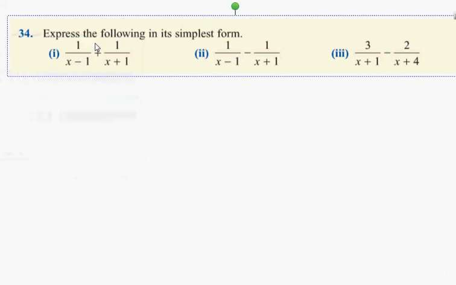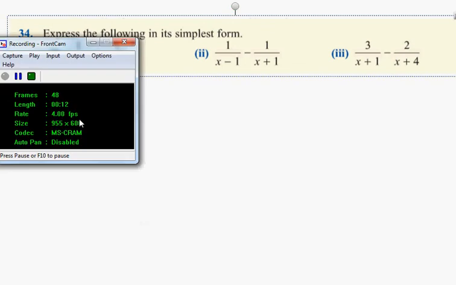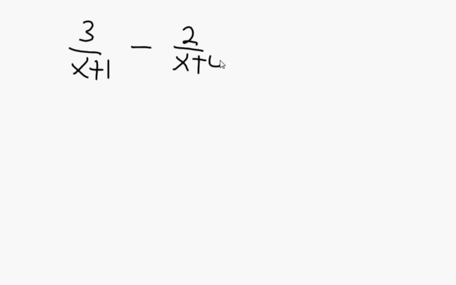So, question 34, part 3. Now, what I would remind you of is how do you do a basic fraction? 3 over x plus 1, minus 2 over x plus 4. Okay, guys, this is 34 part 3.